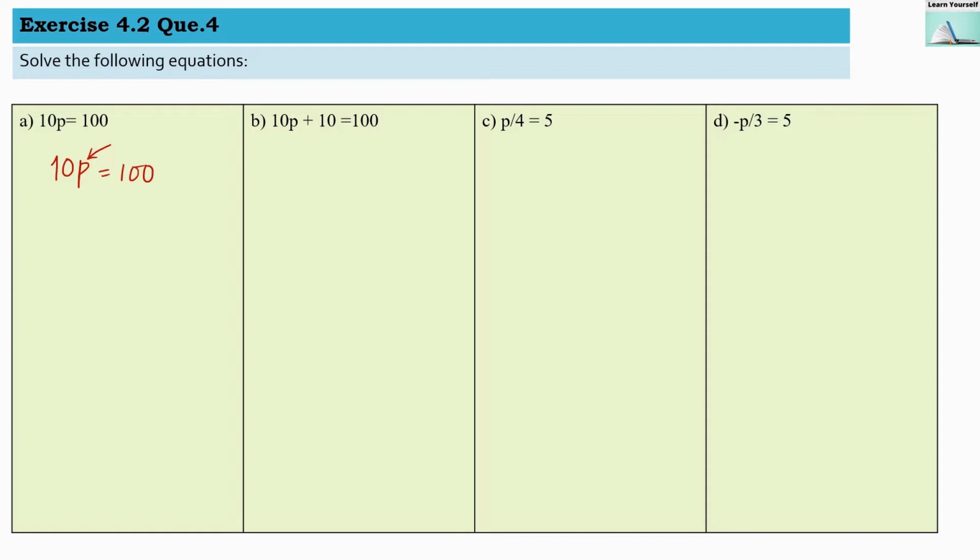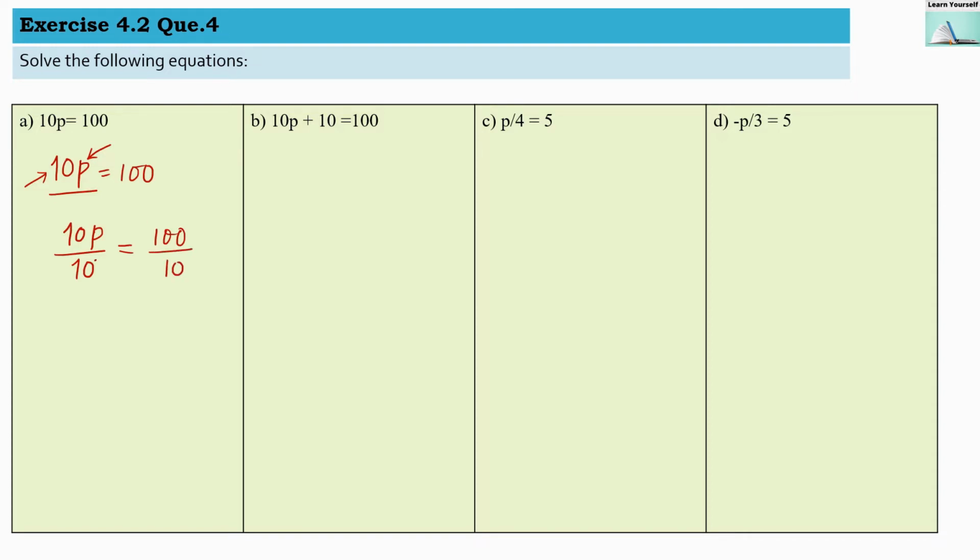So first, if we want to separate this variable, we have to remove this 10. How to remove this 10? It is in multiplication, so we have to divide by 10. So first, we are dividing by 10 on both sides. Whatever operation we are doing towards RHS, the same thing we have to perform towards LHS also. So as I am dividing RHS by 10, I have to divide LHS by 10 as well.